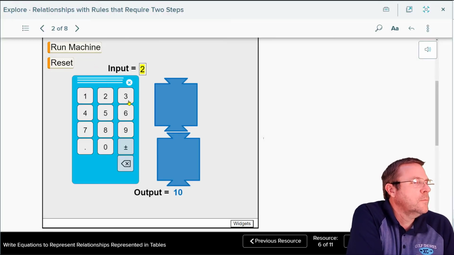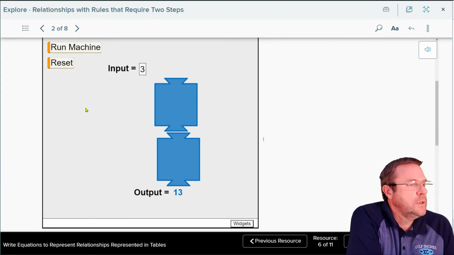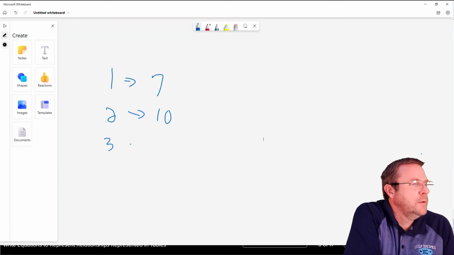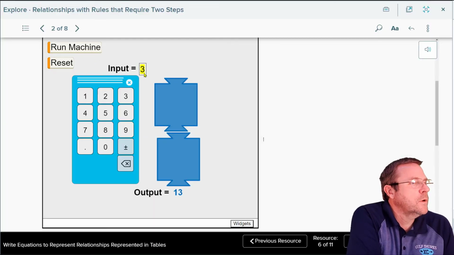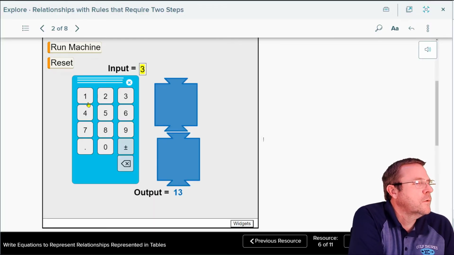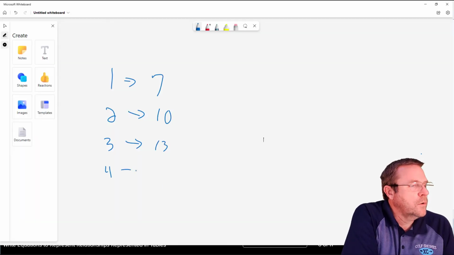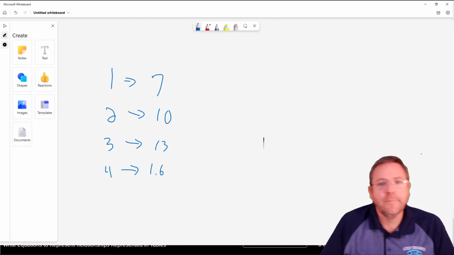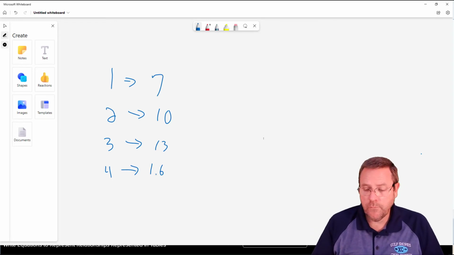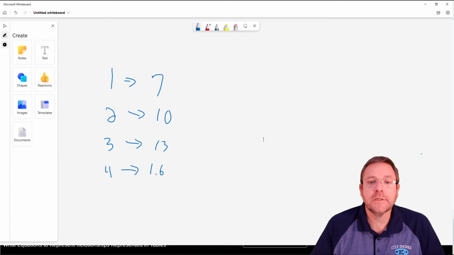And let's try another button here. 3. Run the machine. 3 becomes 13. And let's do another one here. Let's do 4. So with 4, run our machine. 4 goes to 16. And with this, we get to start looking for a pattern as to what is connecting all these inputs and outputs together.